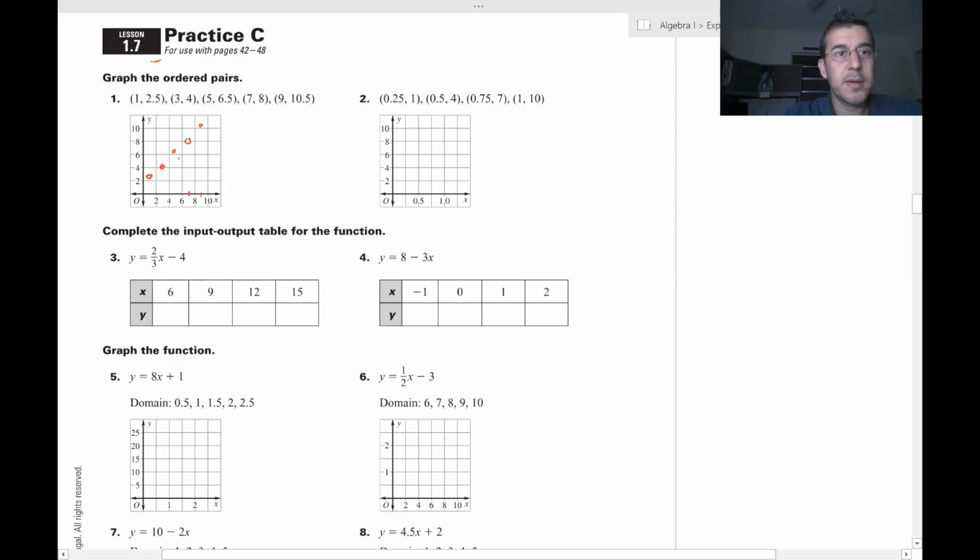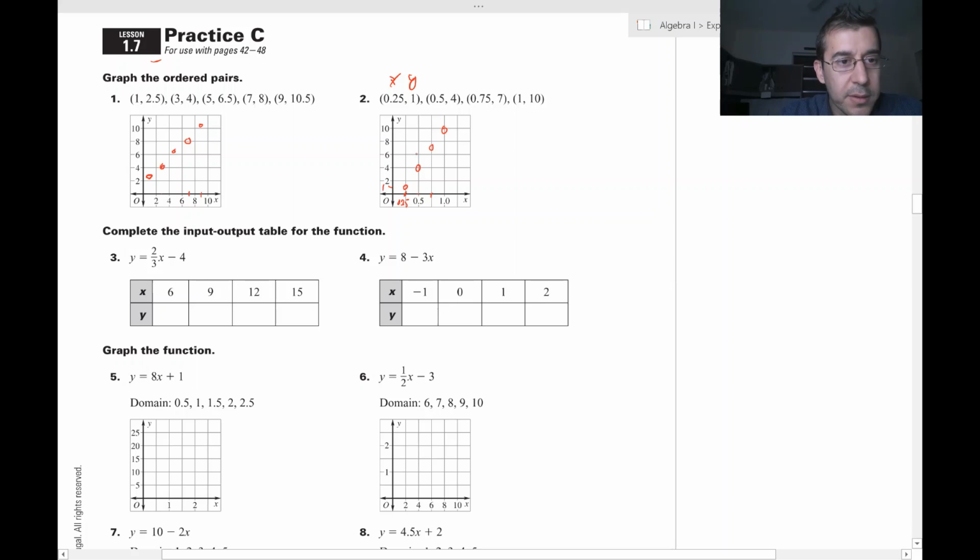Okay, that's number 1. Number 2, let's graph these 4 points. The first one is 0.25 for x, right? So 0.5 is right here, so half of that is 0.25, so 0.25 and 1, then 0.5 and 4, 0.75 and 7, and then 1 and 10.